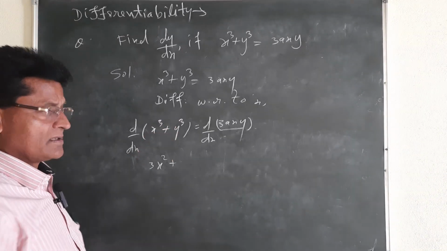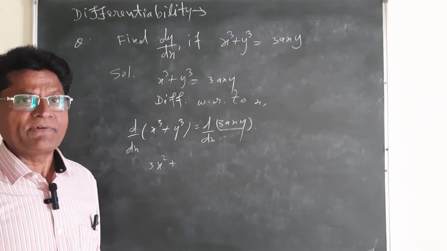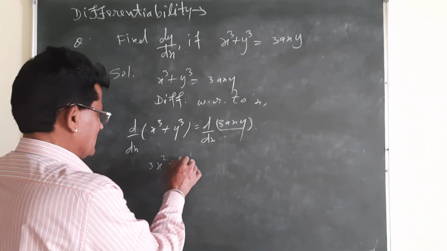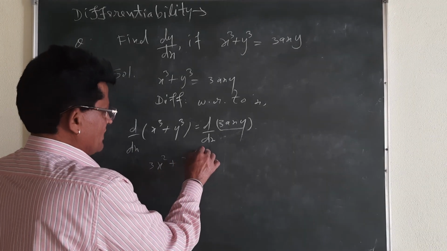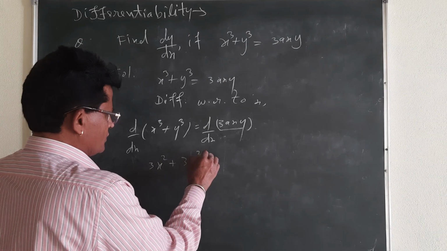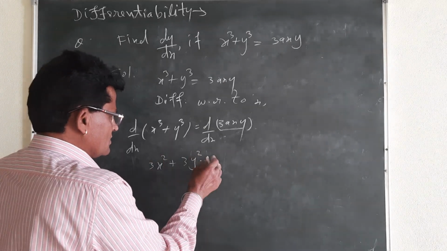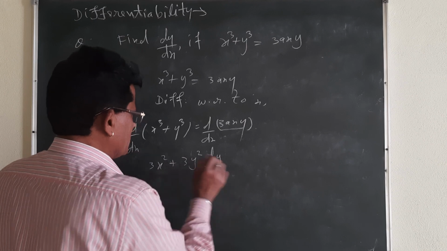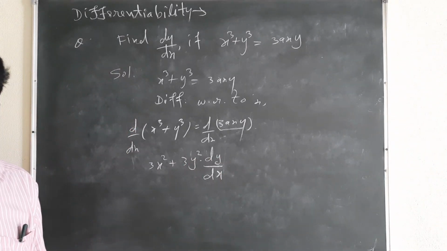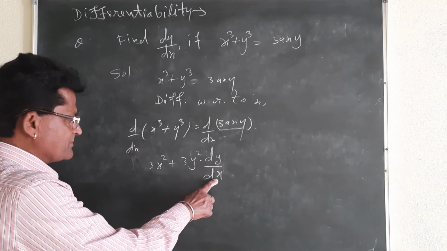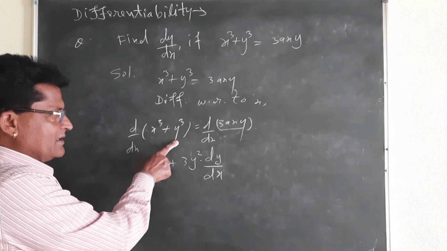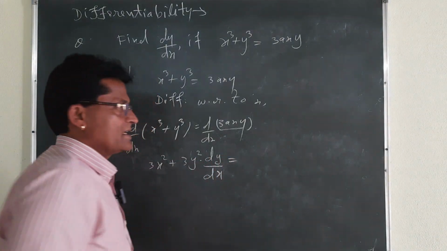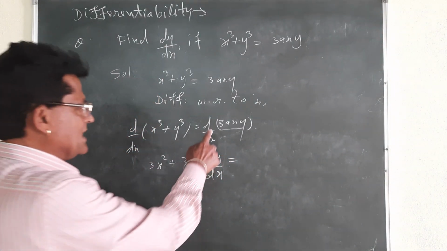Once again you take the differentiation of y to the power 3. You see how you can take 3, same thing, y to the power 3 minus 1 is 2, but you must differentiate y once again, its differentiation will be dy upon dx, because we are differentiating with respect to x, not with respect to y. It will be equal to, see carefully, 3a, that is a constant.